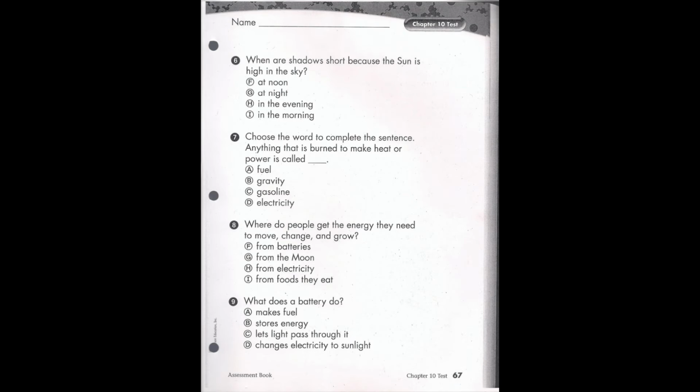Number 7 says choose the word to complete the sentence. Anything that is burned to make heat or power is called A. Is it called fuel? B. Gravity? C. Gasoline? Or D. Electricity? So anything that is burned to make heat or power is called blank.